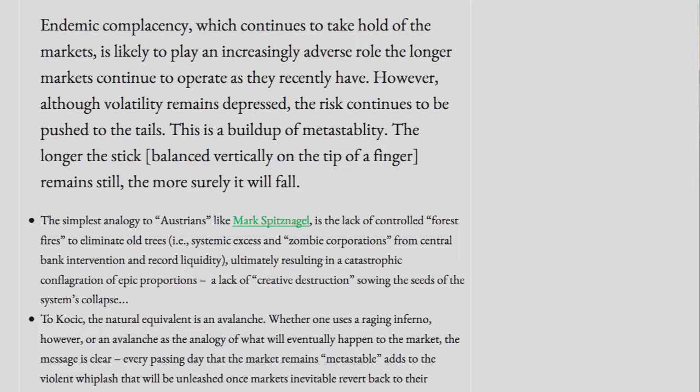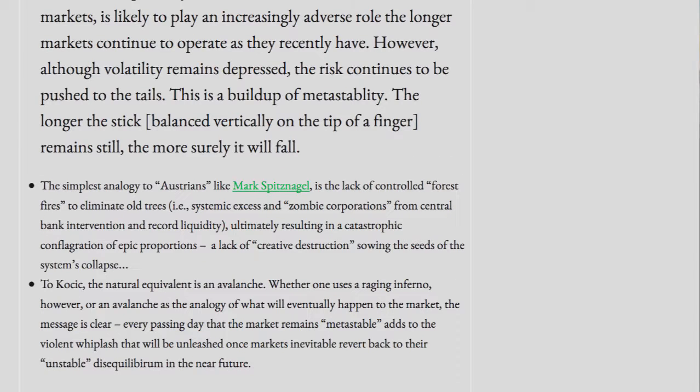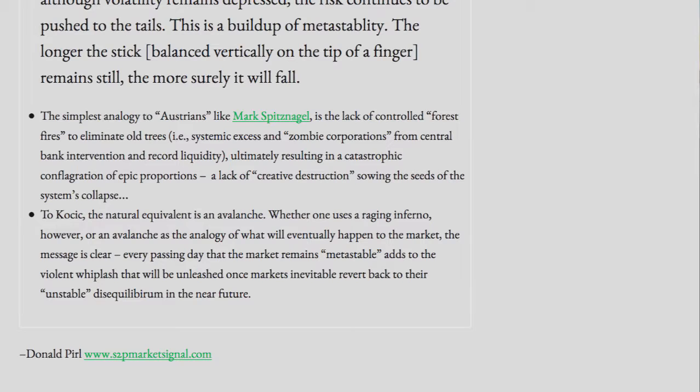The simplest analogy to Austrians, like Mark Spitznagel, is the lack of controlled forest fires to eliminate old trees. That is, systemic excess and zombie corporations from central bank intervention and record liquidity, ultimately resulting in a catastrophic conflagration of epic proportions, a lack of creative destruction, sowing the seeds of the system's collapse.